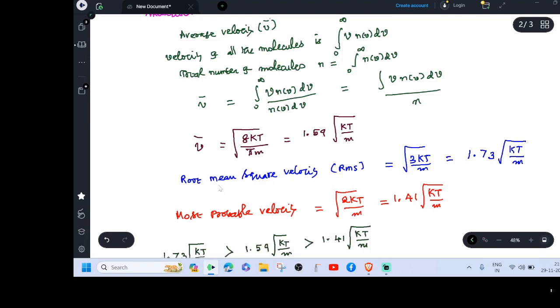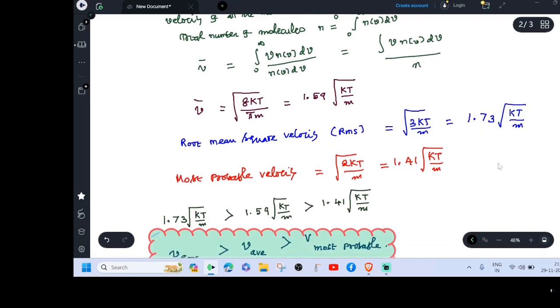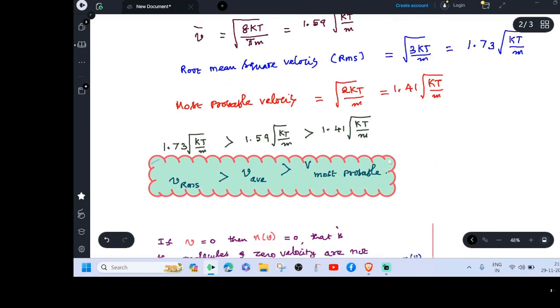Then the RMS velocity, that is the root mean square velocity, is root of 3kT by m. Sometimes we call this c bar or v rms, c rms, any notation you can use, which is equal to 1.73 into root of kT by m. Then the most probable velocity is root of 2kT by m. The value of root 2 is 1.41, so 1.41 into root of kT by m. If you arrange the velocities, they are in this order: V RMS is greater than V average, which is greater than the most probable velocity.